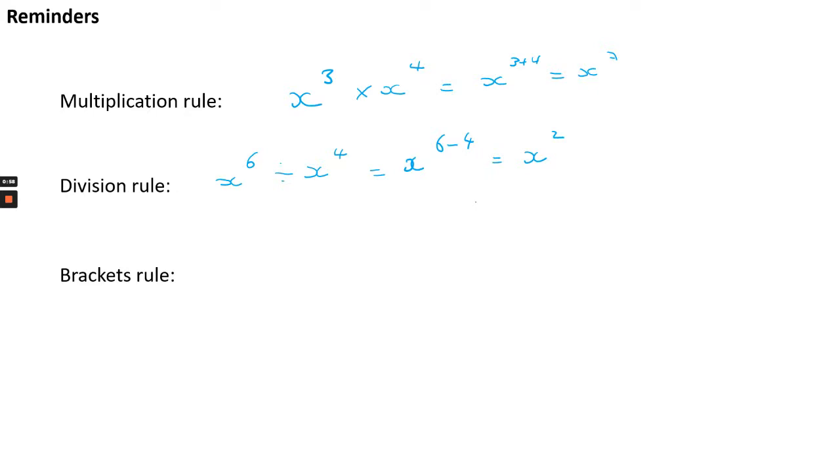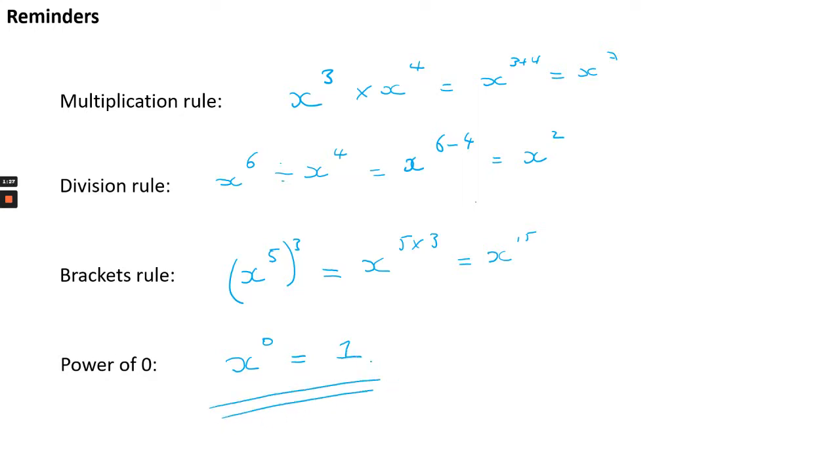My brackets rule, if I have, say, x to the power of 5 cubed, then I know that I need to multiply my powers, and I'll get x to the power of 15. And then the power of 0, if I have any number, x, and I raise it to the power of 0, my answer will always be 1. Okay, so any number to the power of 0 will be 1. I'm going to need all 4 of those today.